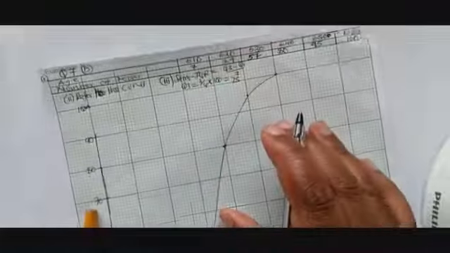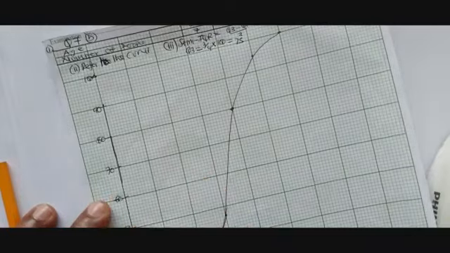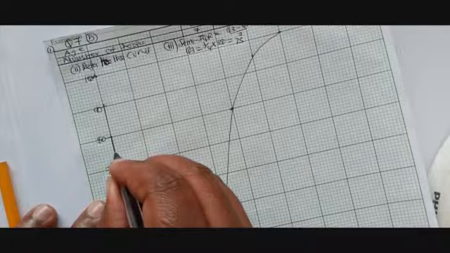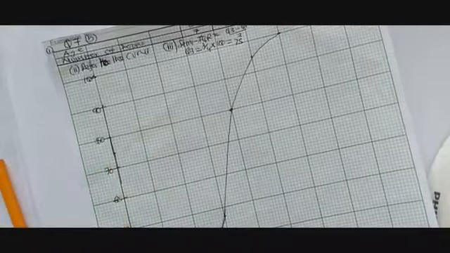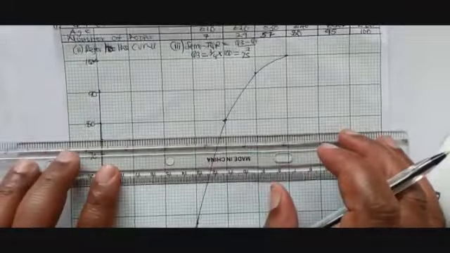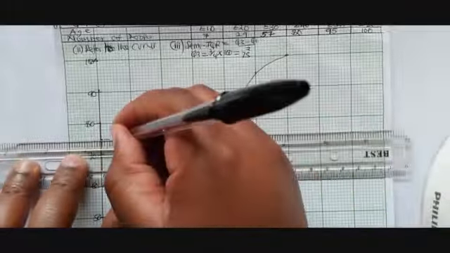Now 75 is not the final answer. You come here and identify 75. Come to the y-axis, identify 75. Alright? So this is the 70, 71, 72, 73, 74, 75 here. So you get your ruler.